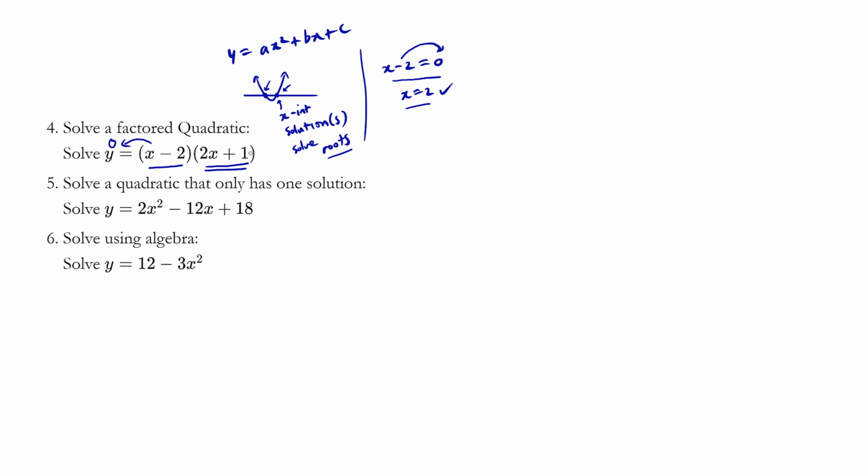Because we know that when this is 0, this factor times this factor, 0 times any other factor is 0. So 2x plus 1 equals 0. We want to make this factor 0. This is basic algebra. We throw the positive 1 over. We get 2x equals negative 1. We divide both sides by 2. We get negative a half.